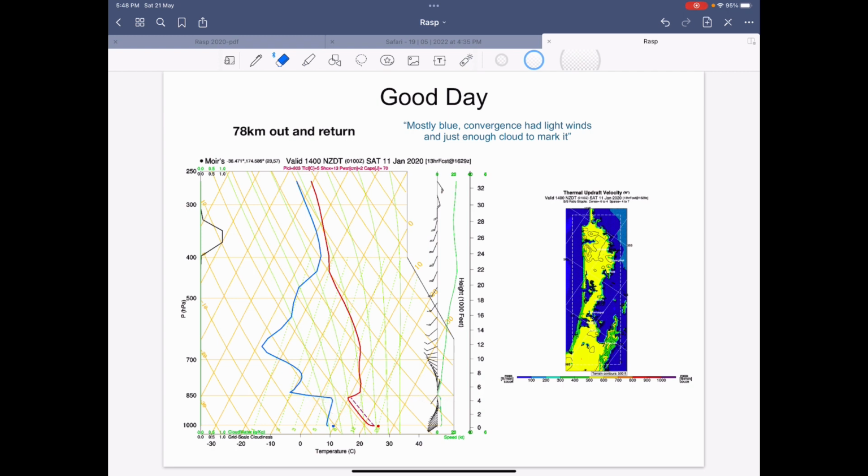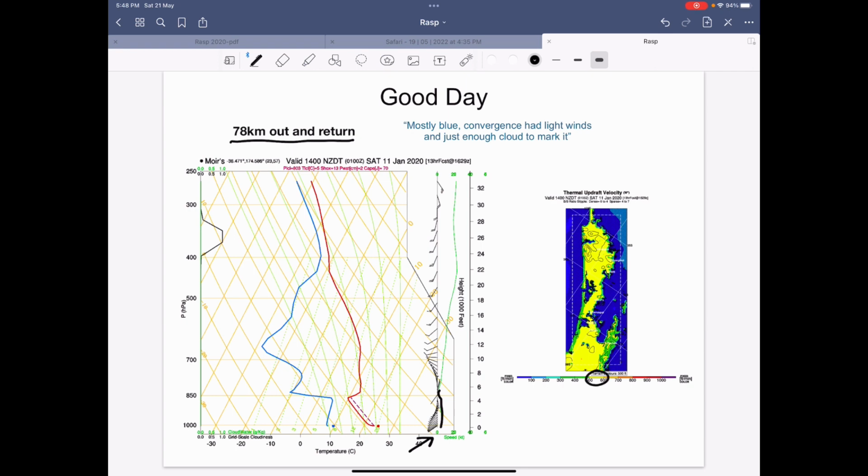You can see on the left, we've got some high cloud up there. And this flight was actually a 78 kilometre out and return flight that a pilot did, and he reported mostly blue. Convergence had light winds and just enough cloud to mark it, so the high cloud mustn't have affected him very much. And we can see the wind here is about 5 knots up to the inversion, and it's southwest, so quite light.